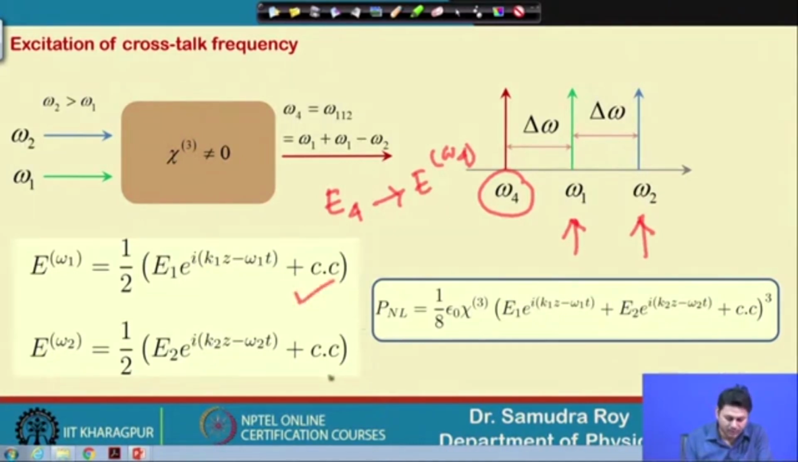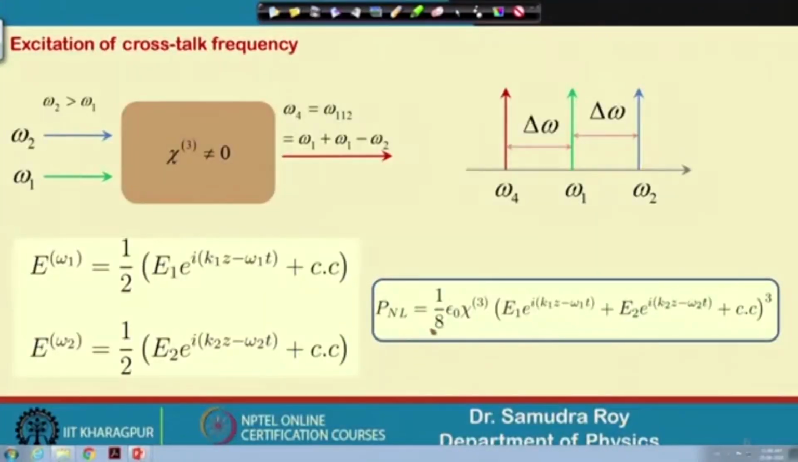Omega 1 and omega 2 are the two frequencies. For these two frequencies, I have two fields, and these two fields are defined in this way. Half E1 e to the power i(k1 z minus omega 1 t) is field 1, and for field 2, which corresponds to the frequency omega 2, it is i(k2 z minus omega 2 t) plus complex conjugate. For these two fields, the next thing is to find the source term, that means the nonlinear polarization term, which will lead to the source of different frequencies.